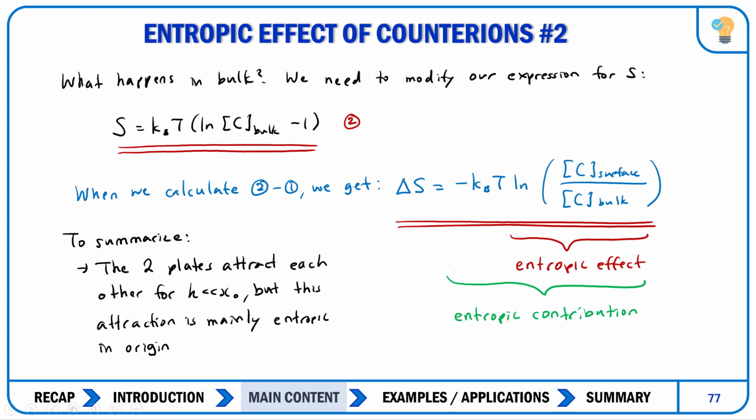Okay, so hopefully that makes sense. We're trying to say that even though there is an electrostatic attraction between the two plates, which is the histone and the DNA, when they get closer and closer together, they're going to release positive counterions, which is going to cause some form of electrostatic attraction. However, there's also a huge contribution from the entropic effect, and that has to do with the concentration of counterions in the surface versus the bulk.